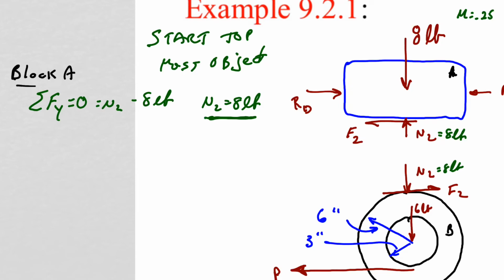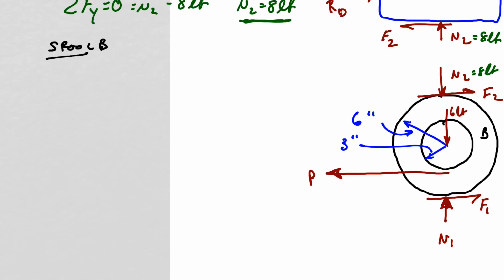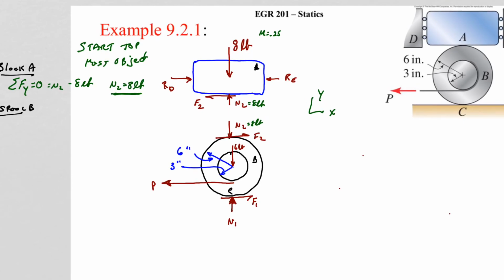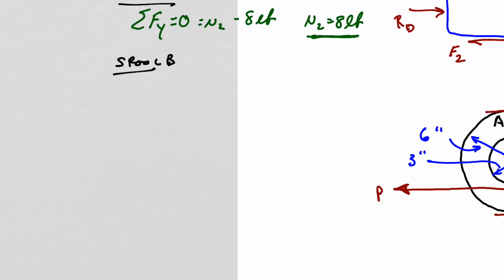So the next step then is to analyze spool B, because we don't care about the side reaction forces or anything like that. Let's look at spool B. Okay, and for spool B we have two options for us. We can look and see if slip occurs at C. So this is, again, point C, and this is A up here.